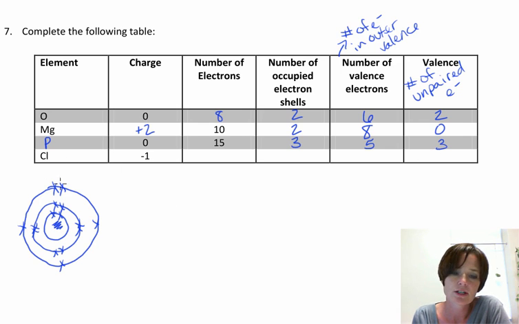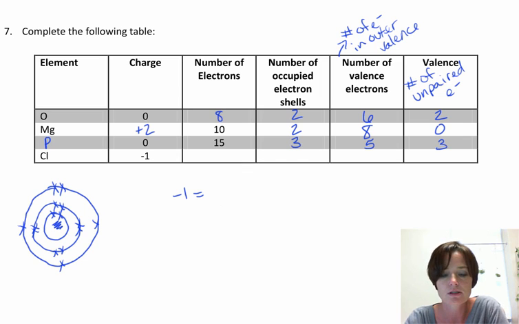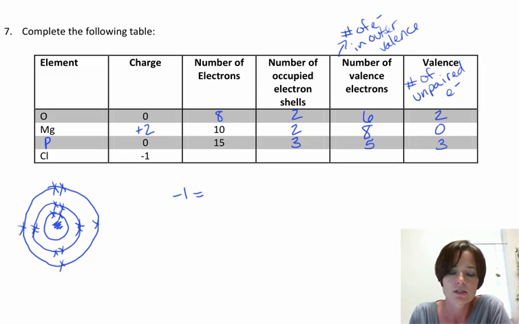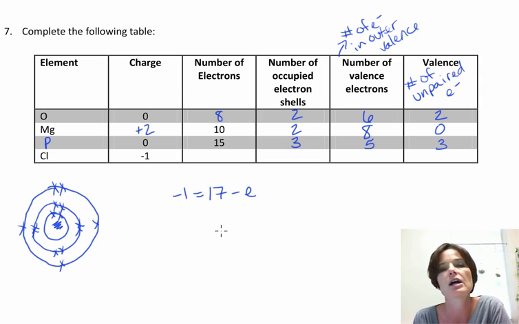The very last one here, chlorine. We have a chlorine atom that has a charge of -1. So if my charge is -1, we want to take the number of protons. So let's look that up. If we go here, we know that chlorine has 17 protons. So I'm going to put here 17 minus the number of electrons, and that's going to help me figure out how many electrons I'm dealing with. In this case, E is going to be equal to 18.